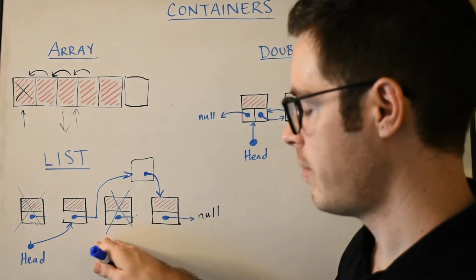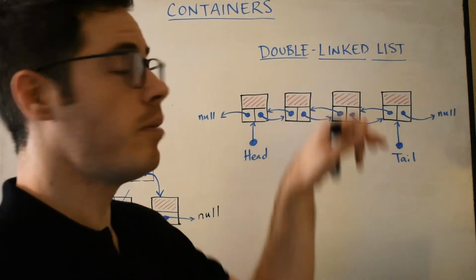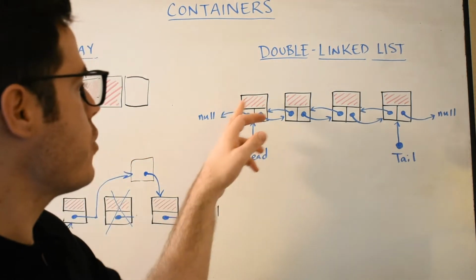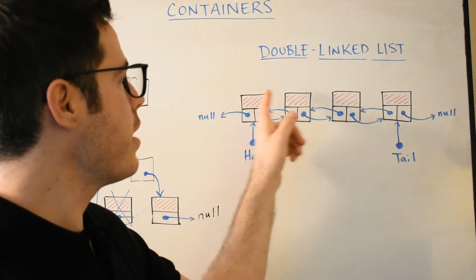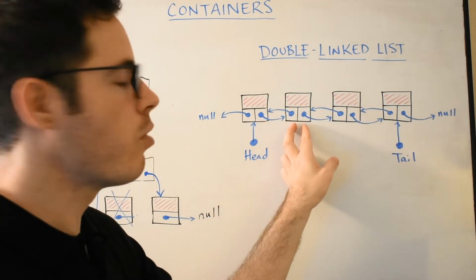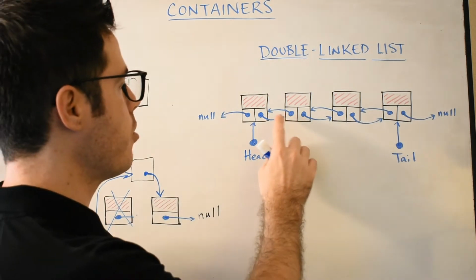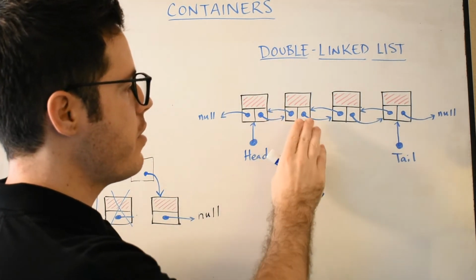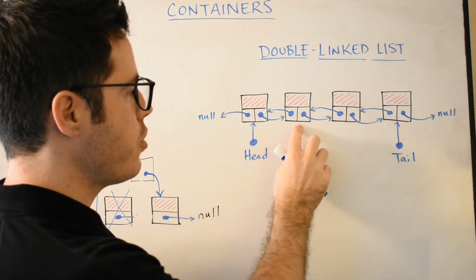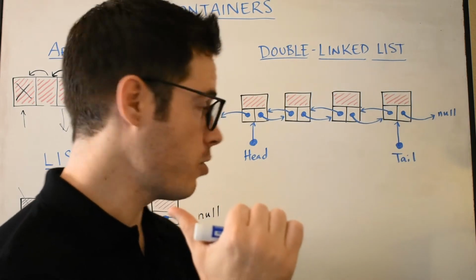So that's a list. And then a doubly linked list, or sometimes known as just a double linked list, is similar to a list. You have each node which contains data indicated by the pink region here, and then you have two more components. One is a previous pointer, which points to the previous node, and the next is a next pointer, which points to the next node. So each node has two pointers, one pointing forward and one pointing backward.